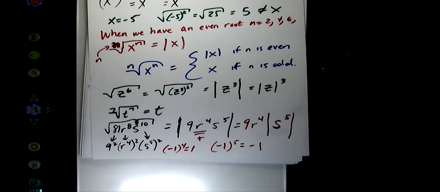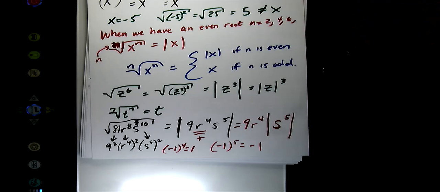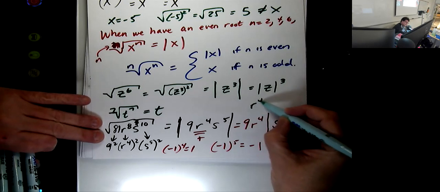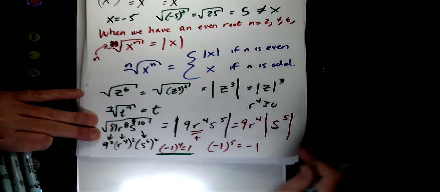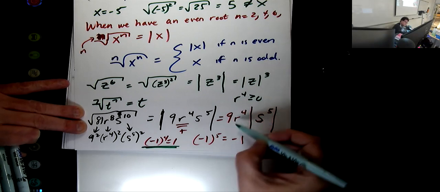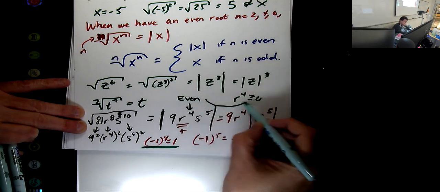Sorry, you only took out the 9r4. You can make like a little note or something. An explanation. Because r to the 4th power is always greater than or equal to 0, like I showed here. Okay. Something to an even exponent, if the exponent is even, the outcome is going to be greater than or equal to 0.